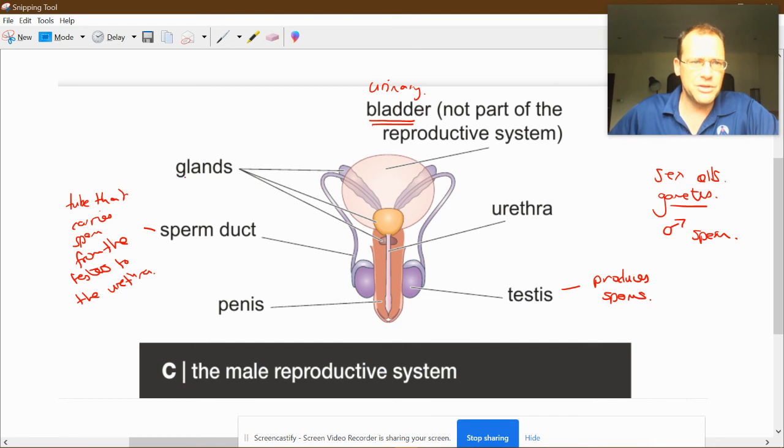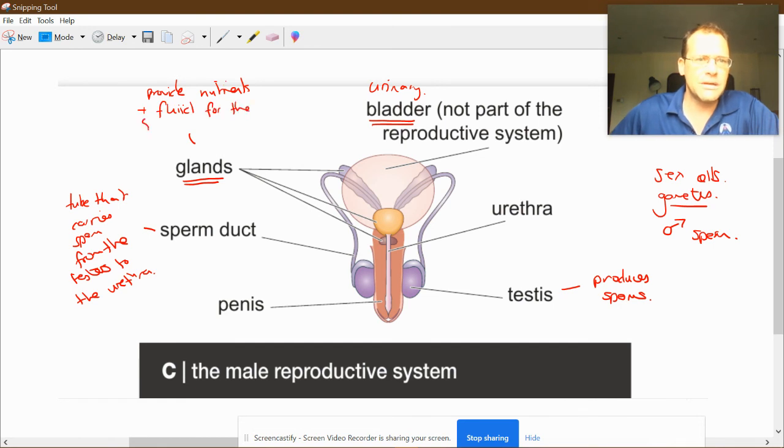Now we have two glands, one of which is called the prostate, one of which is called the seminal vesicle. Now the purpose of these glands is to provide nutrients and fluid for the sperm on their long journey into the female reproductive system until fertilization takes place in the oviduct.